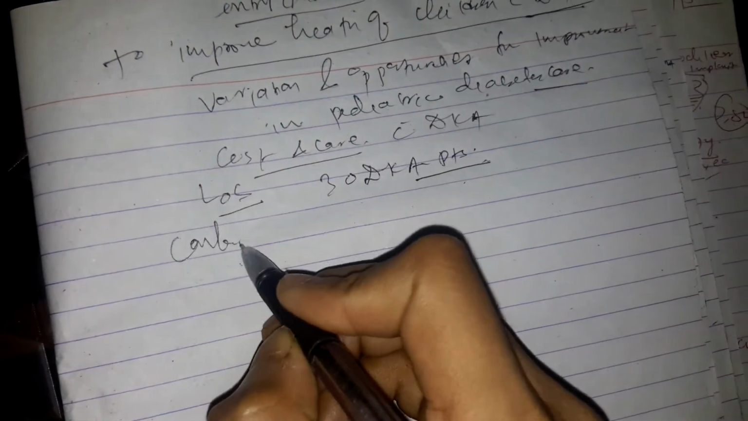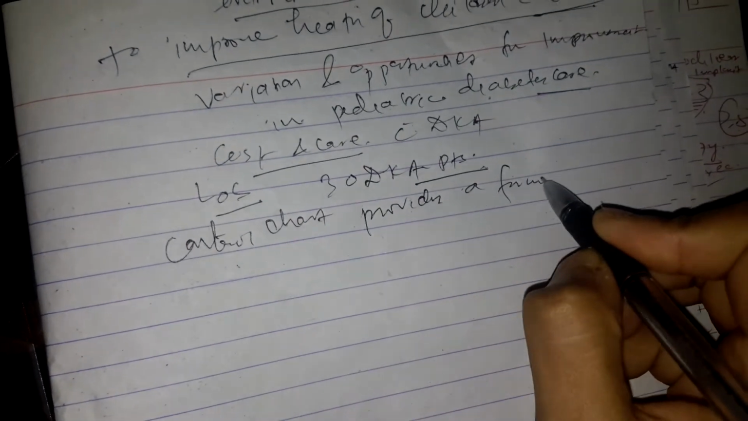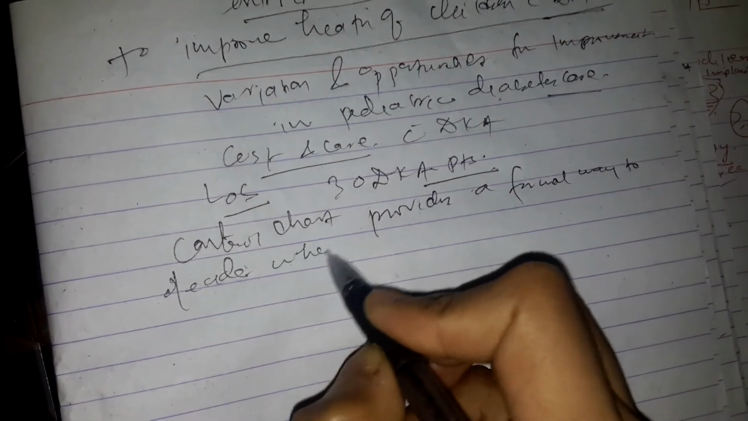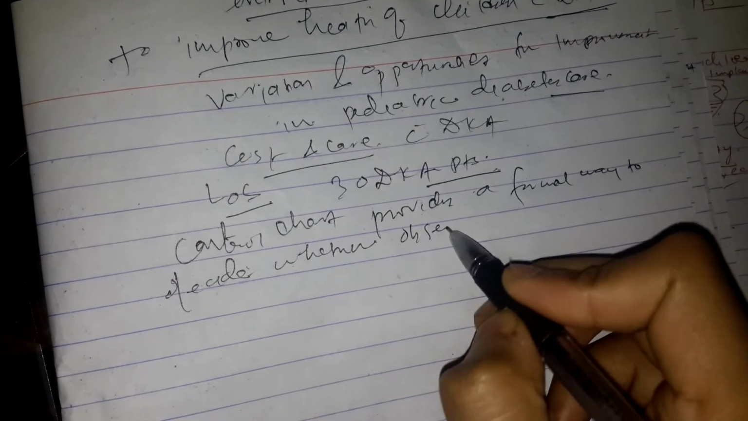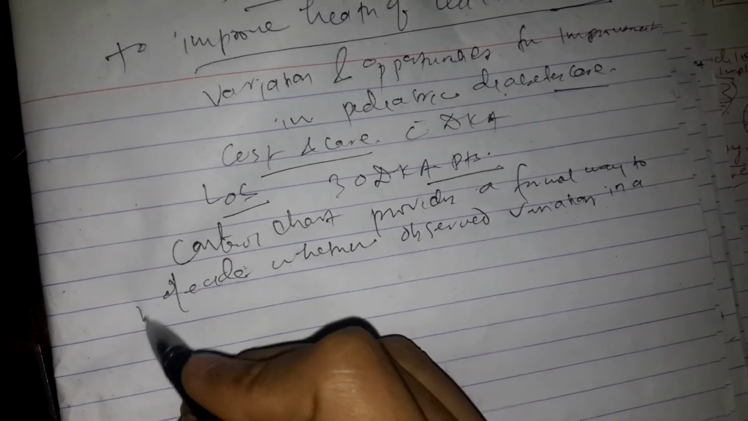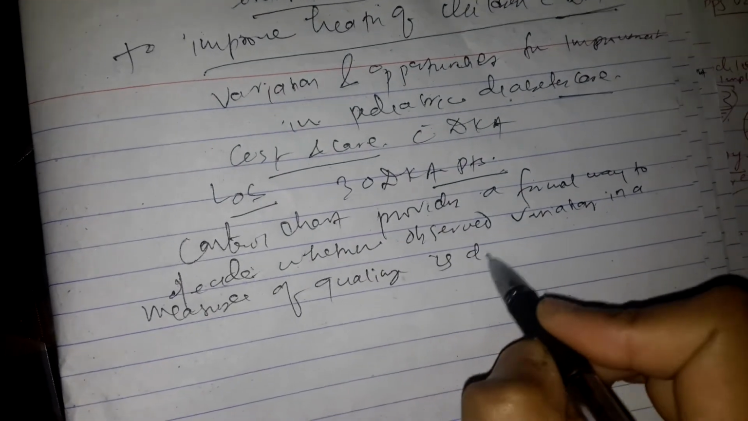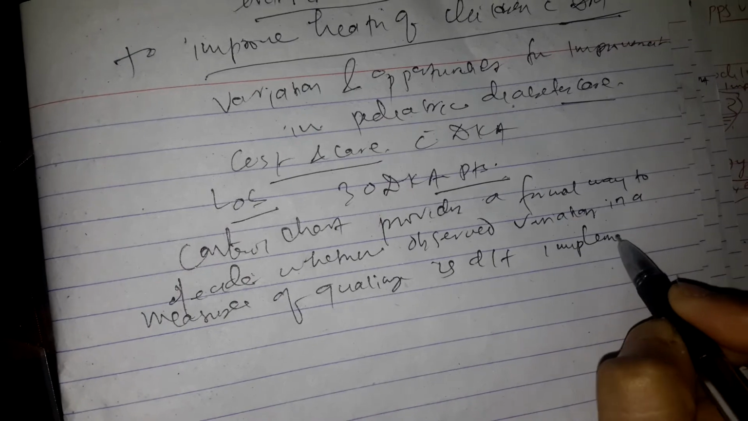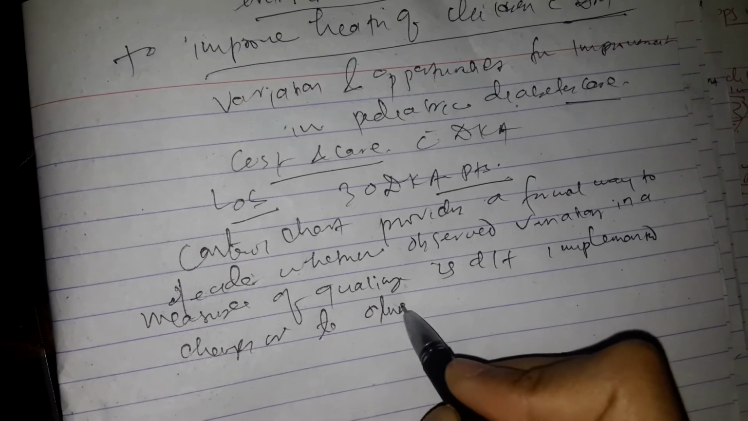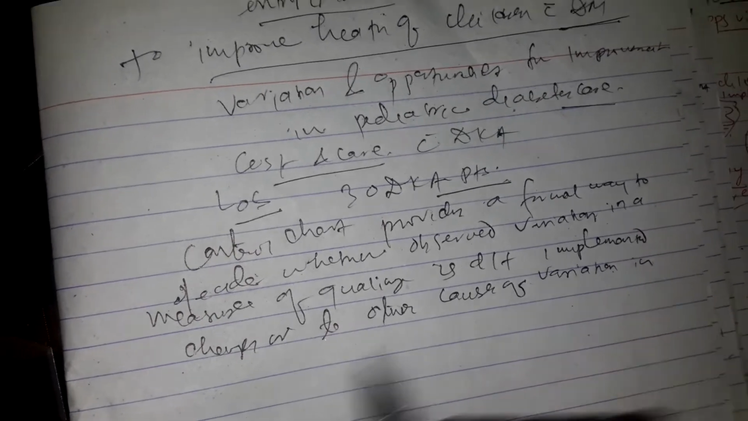So let's write it. Control chart provides a formal way to decide whether observed variation in a measure of quality is due to implemented changes or to other causes of variation in the system.